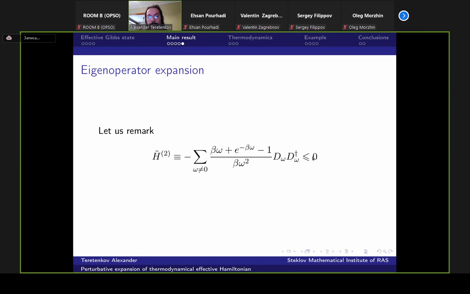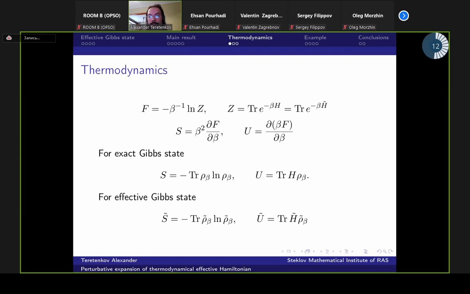Let us mark that it is non-positive as an operator. It is easy to see from the fact that here we have the dagger, and here some positive function. And why I remark it, because I will show that it is directly connected to some thermodynamical properties.